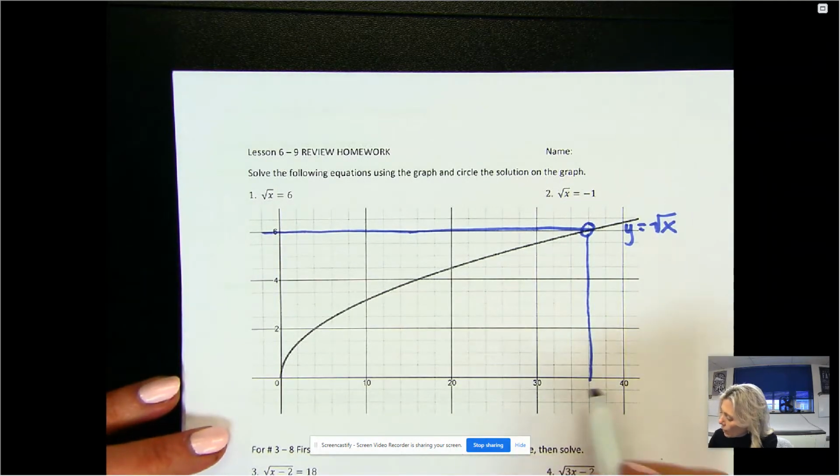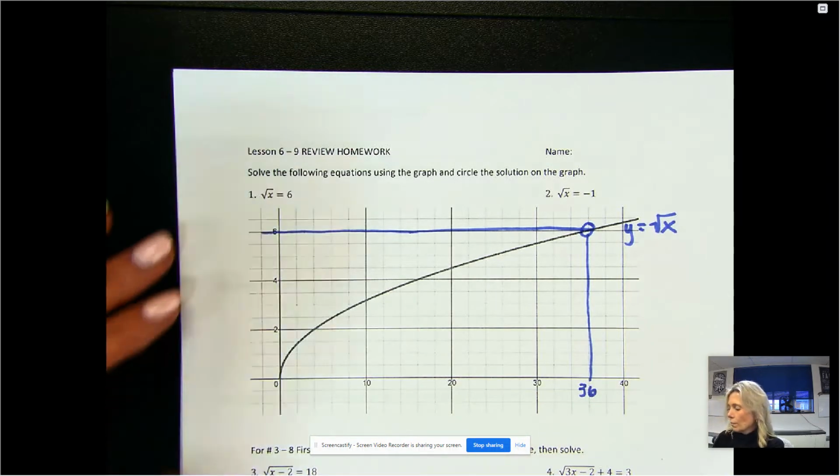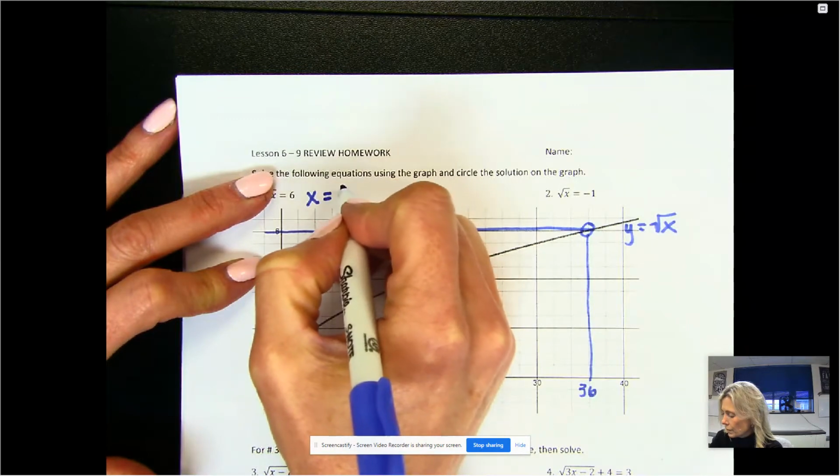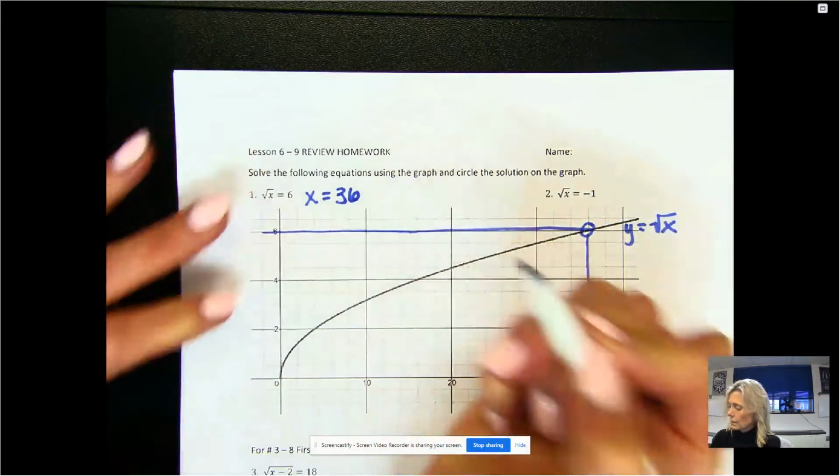Looks like this is counting by twos. So 30, 32, 34. This is 36, 38, 40. Yep. And so for number 1, we should have x equals 36.